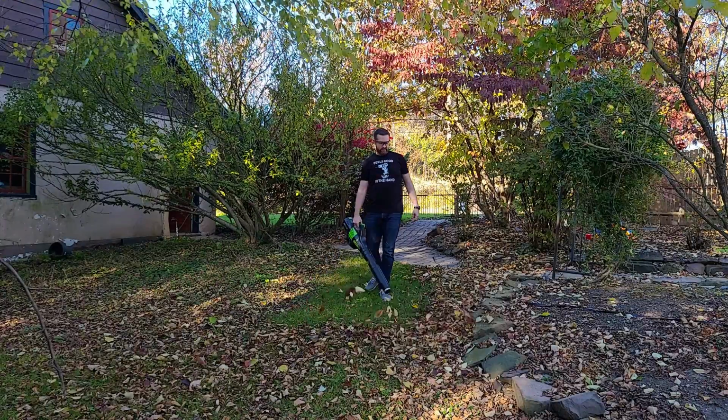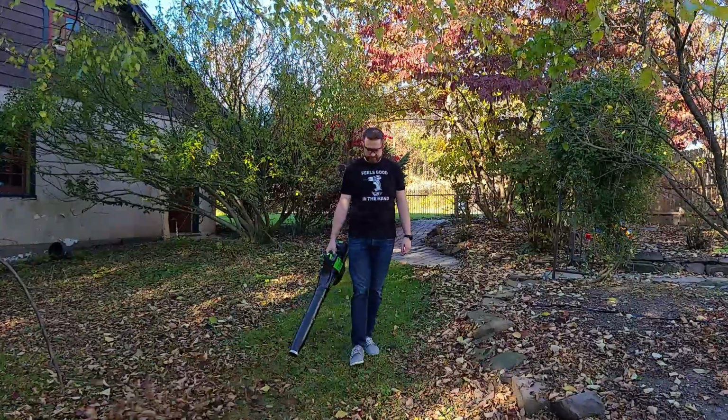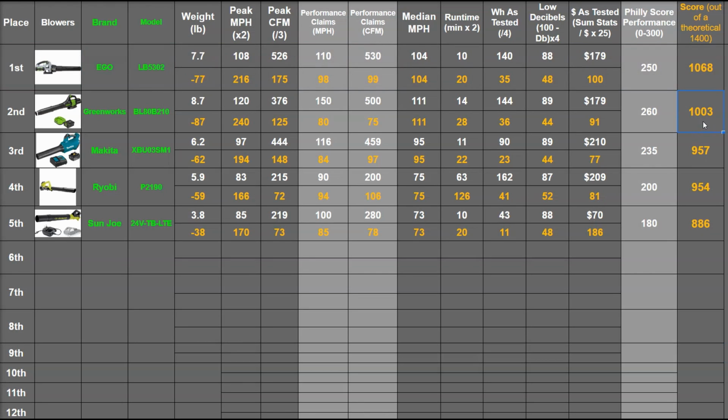That longer nozzle of the Greenworks being closer to the ground with higher miles per hour, which we think seems to close the gap compared to CFM here. So if you had to pick one, maybe favor miles per hour, but you can't be lacking totally in either. Check out his video for more details on what he liked and didn't like about each. So after all that, that totals 886, 954, 957, pretty close from the Makita, 1,068 and 1,003, putting the Ego into first, the Greenworks into second, followed by the Makita, Ryobi, and Sunjo when you consider all of these factors.